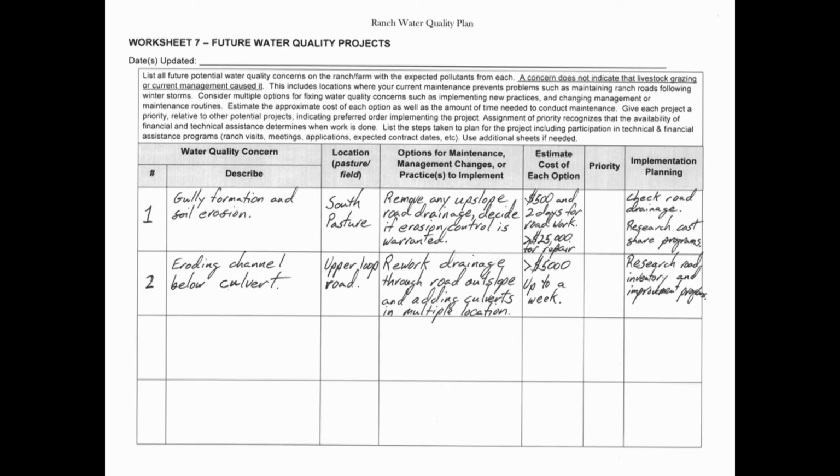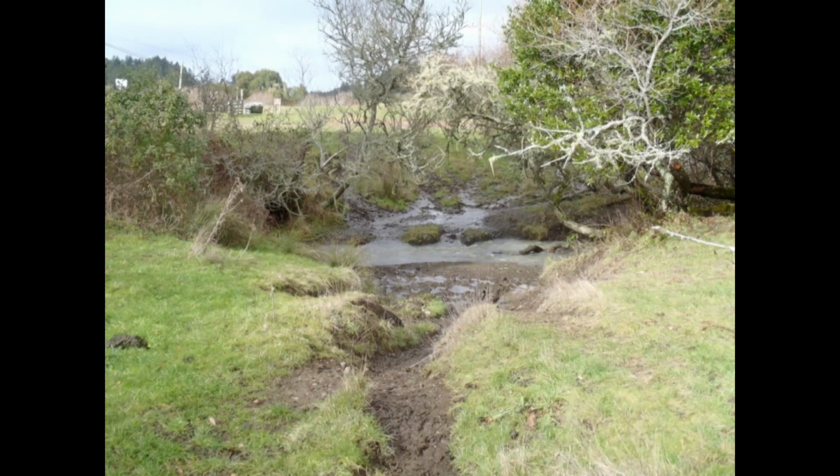Okay, how about one more project? Here's a stream crossing for livestock on a small stream that flows in the winter and goes dry in the summer. Livestock have access daily, even in the winter, with resulting erosion and manure deposition. This project needs attention because the primary cause is management and because of the water quality risks and impacts.